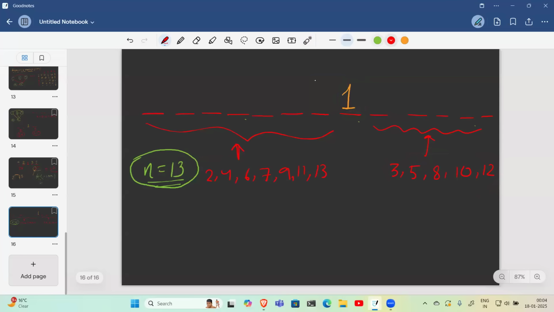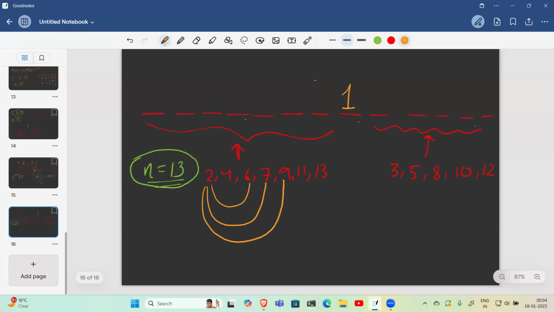If you want to place 2, what do you basically do? You look at this part of the array. You just look at this bunch of elements and try to find out how many nodes have edges with 2 in this bunch of elements. So suppose 2 has edges with 6, 7, and 9.